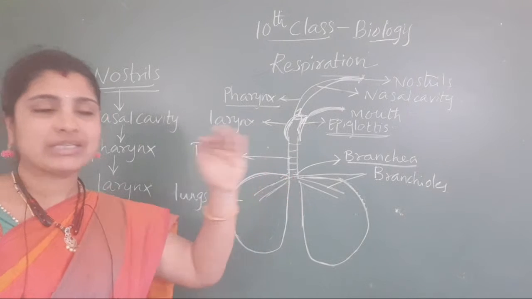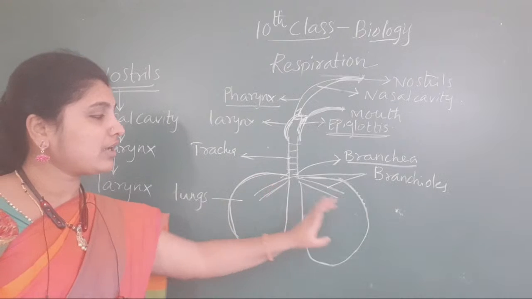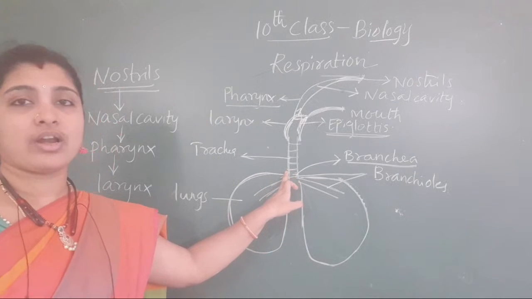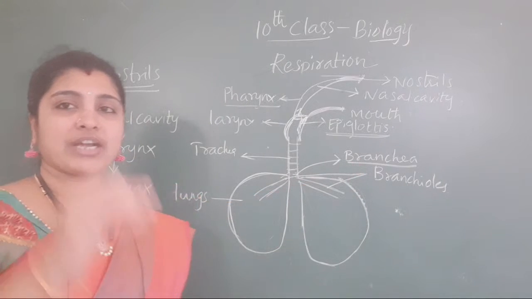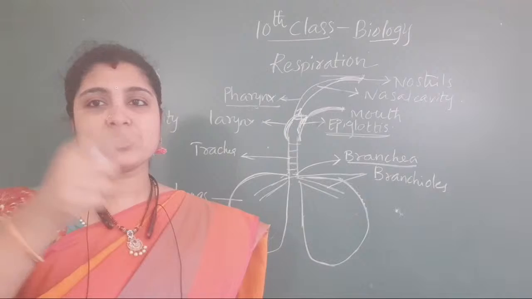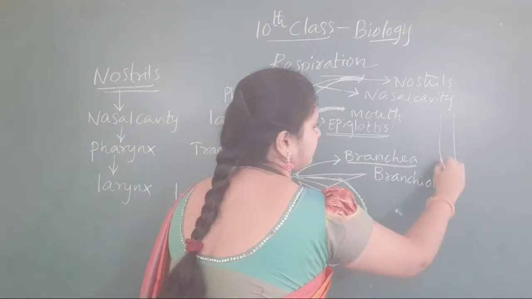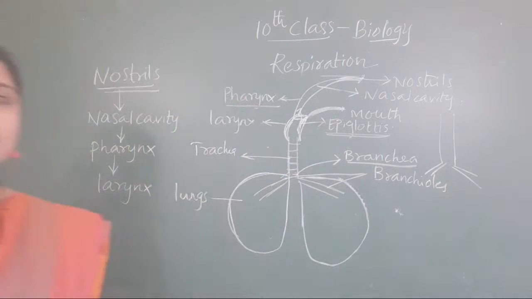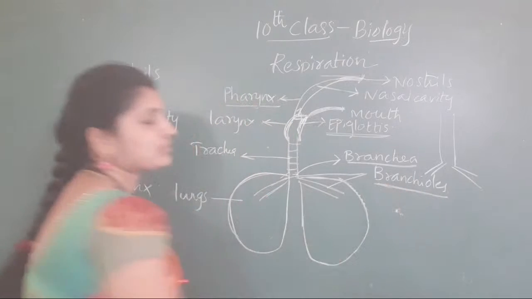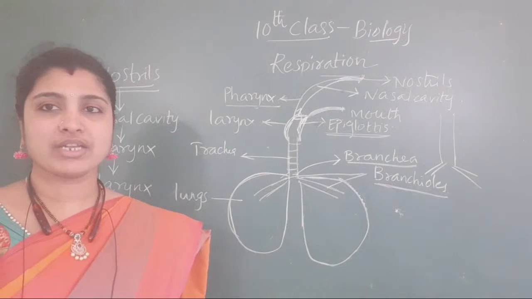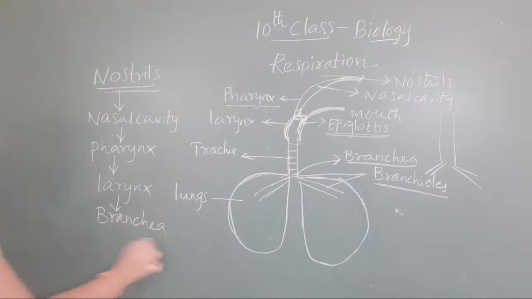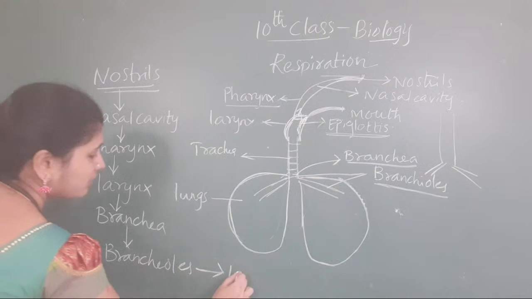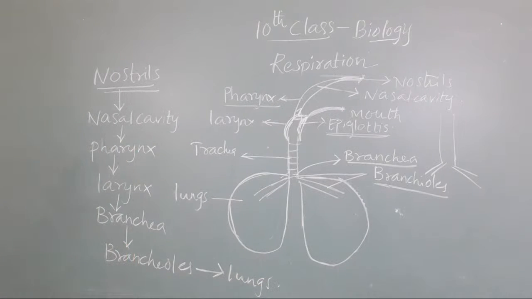The point of the windpipe where the lungs start is known as the bronchi, and this has to enter into two lungs, the left lung and the right lung. So it should give branches. Those are known as bronchioles. Okay, students? Bronchioles. So larynx to bronchi, bronchi to bronchioles, and bronchioles to lungs.